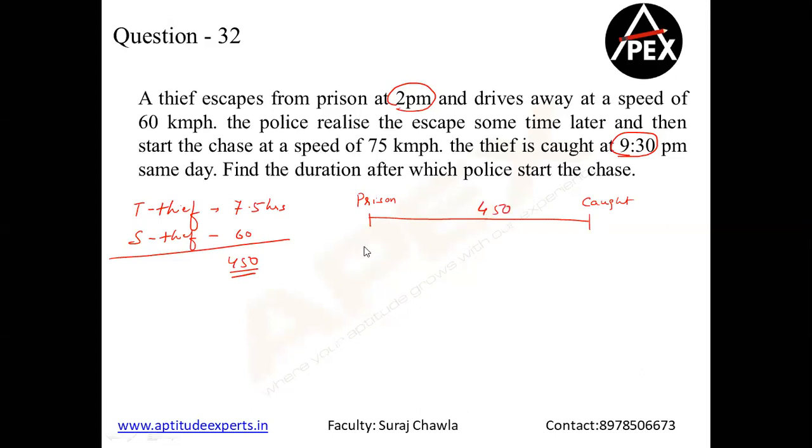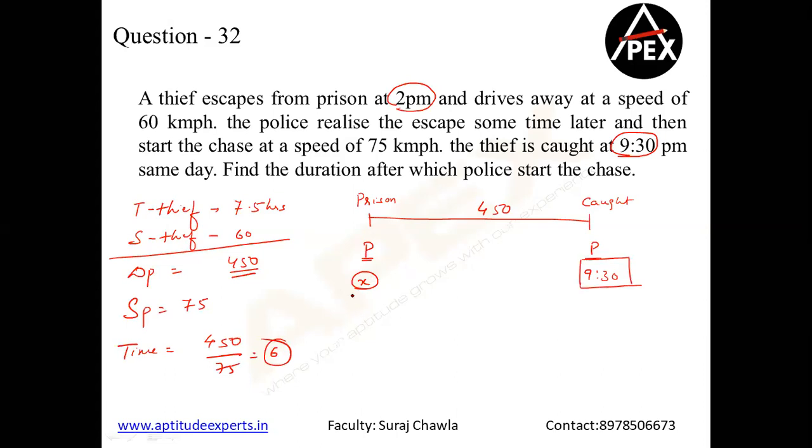Now I know that the police also started from here. The only thing is I do not know at what time. And I also know that the police reached here at 9:30 only. I also know the speed of the police. What is the speed of the police? The speed of the police is 75. And I know that the distance covered by the police is equal to 450. So with these two points, the time taken is equal to 450 by 75, that is 6 hours. Now, what is 6 hours? The police reached here at 9:30, traveling for 6 hours. So that means the police started from here at 3:30.